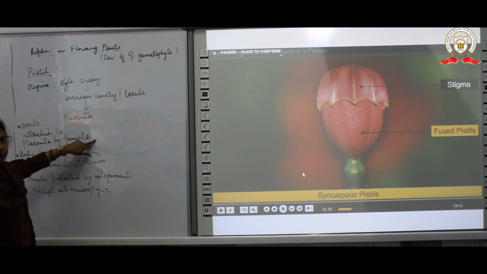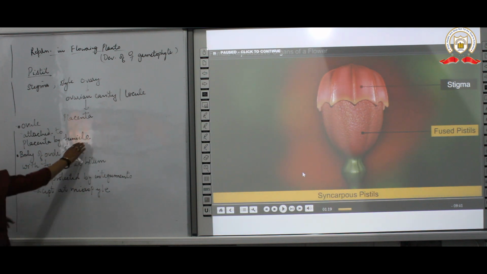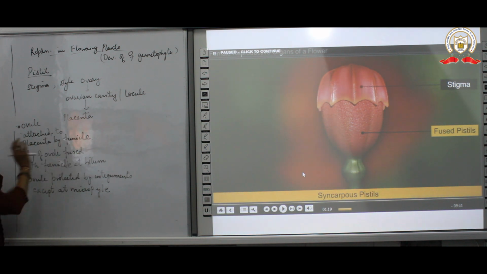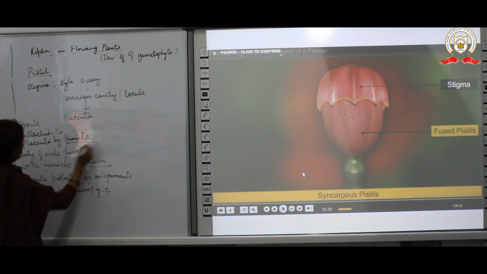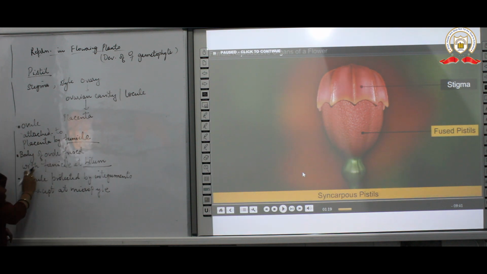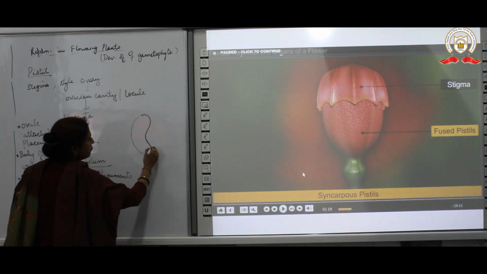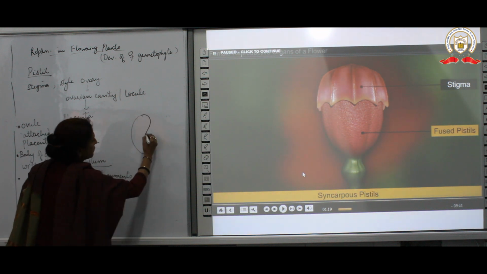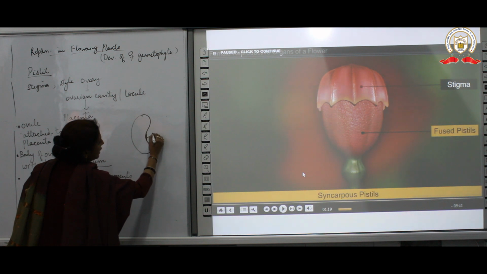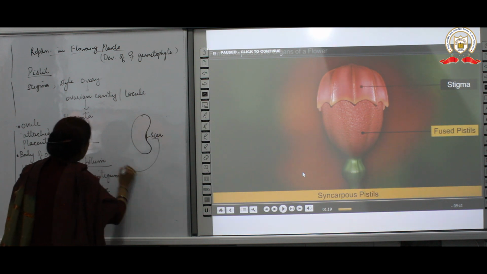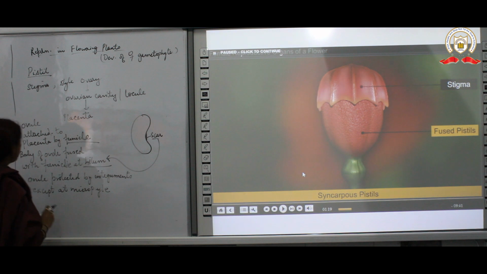Now, the ovule is a structure which is attached to the placenta by a small stalk-like enlargement called the funicle. This funicle shows a structure formed by the fusion of the body of the ovule and the funicle, called the hilum. The hilum is visible in a seed. When you see a bean seed and observe a scar, this scar is actually the hilum.